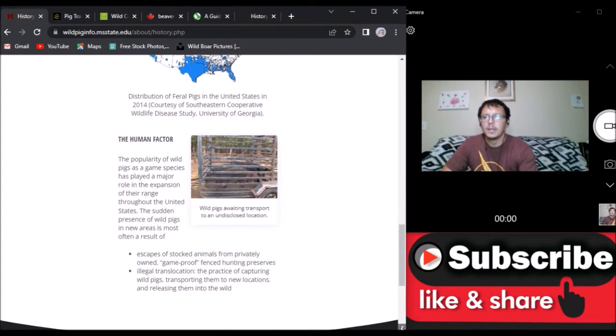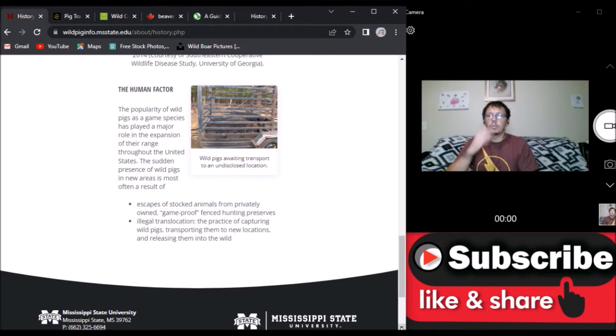Okay. Then we go into the human factor. The popularity of wild pigs as a game species has played a major role in the expansion of their range throughout the United States.